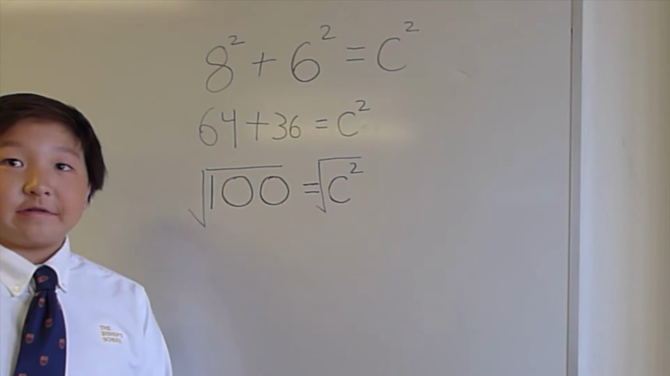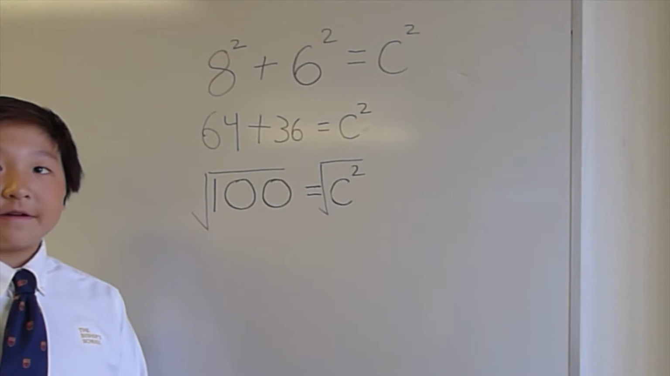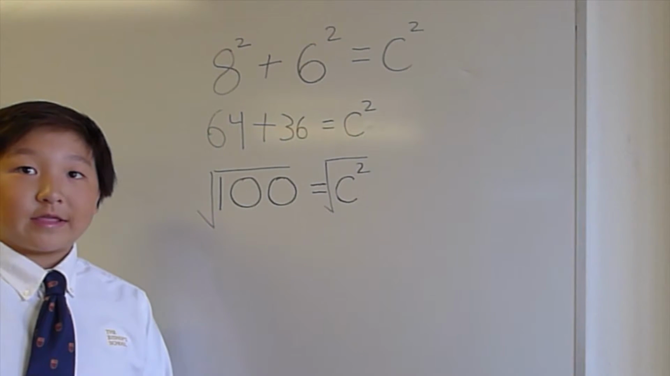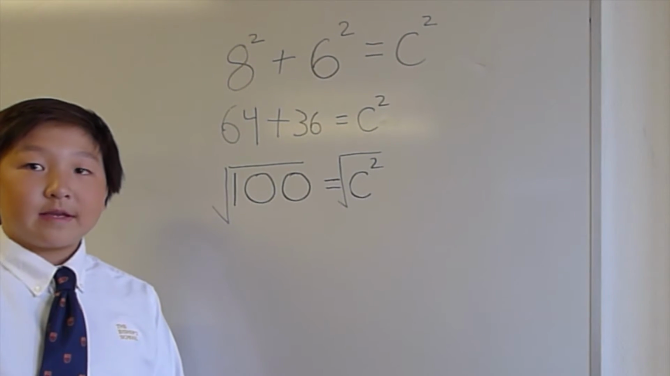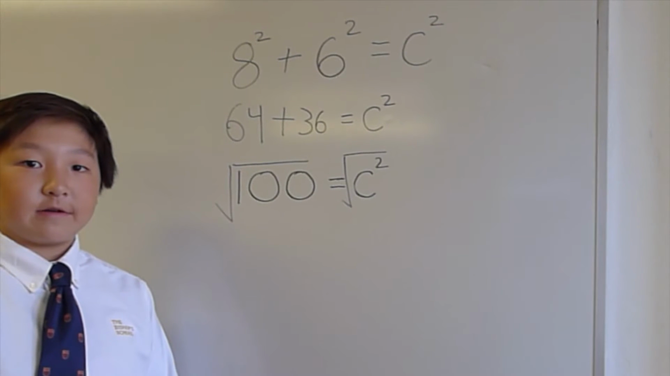Remember, whatever operation we do to one side of the equation, we must do to the other. Following this principle, we are left with the final steps of this equation, being c equals the square root of 100.